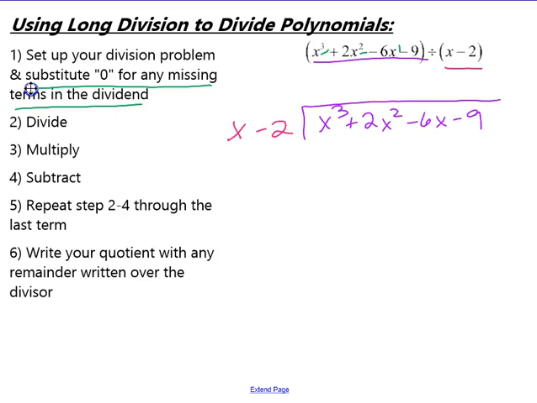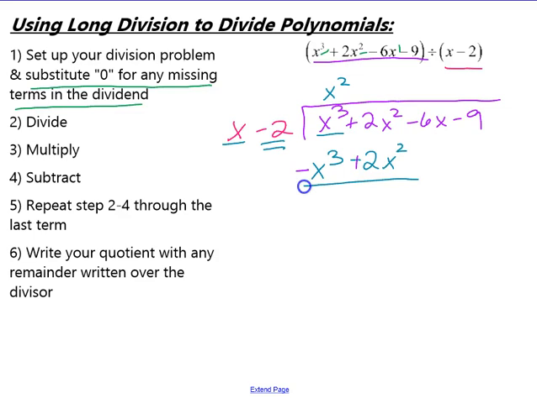So you're going to take your first term, our x cubed, and we want to divide it by x. X cubed divided by x is x squared. And then step number 3, we're going to multiply our x squared times our divisor. So x squared times x will give us x cubed. X squared times negative 2 is going to give us negative 2x squared. Then we need to draw our line and subtract down. Before we subtract down, we want to change our signs so that we make sure we subtract.